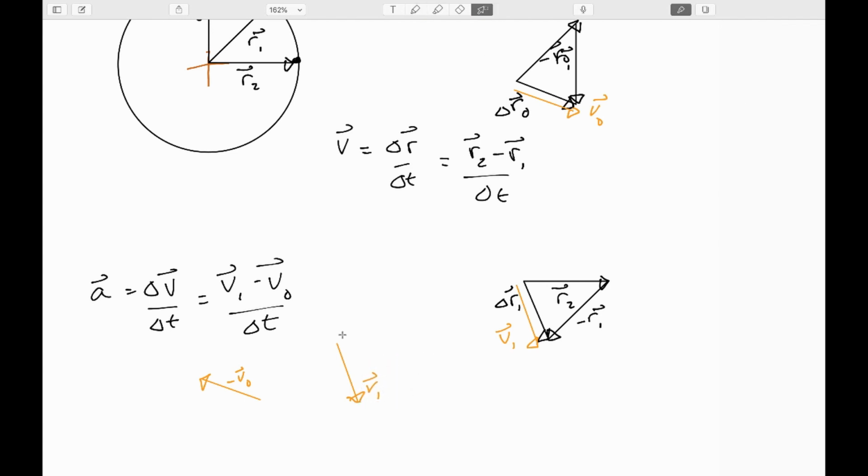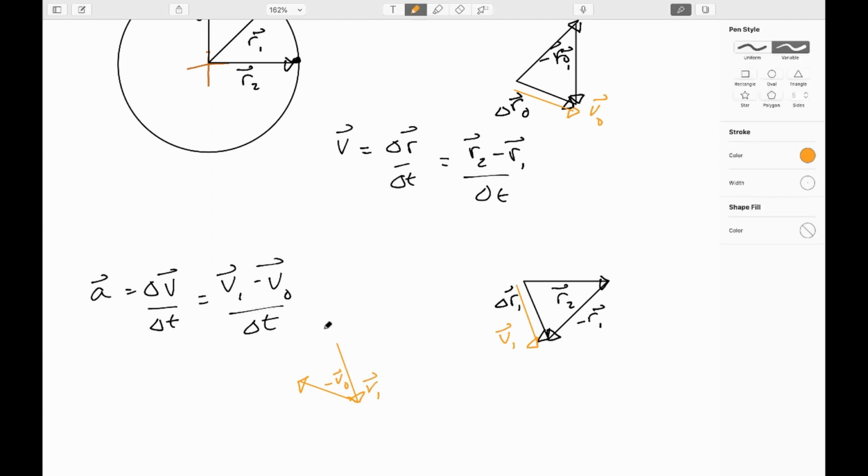So then let's go ahead and do tail to head with this. So I'll go and put the tail to the head. Boom, there we go. And so then this will be my delta V, like so, and then the acceleration has to point in the same direction and be proportional.